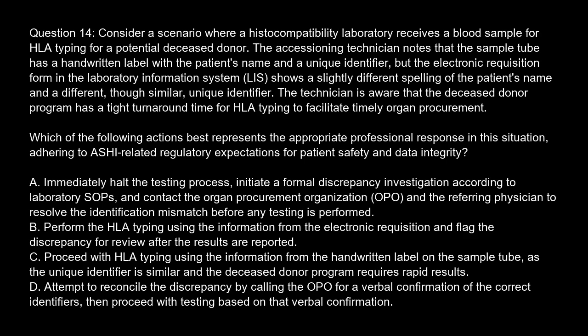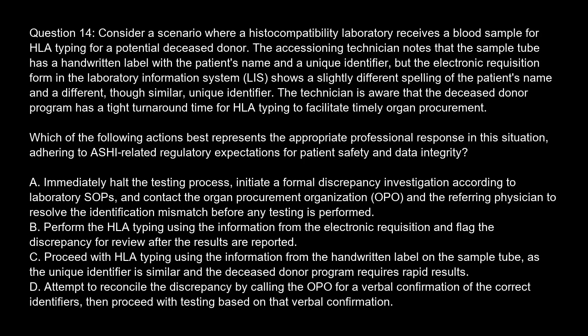Option A. Immediately halt the testing process, initiate a formal discrepancy investigation according to laboratory SOPs, and contact the Organ Procurement Organization (OPO) and the referring physician to resolve the identification mismatch before any testing is performed. Option B. Perform the HLA typing using the information from the electronic requisition and flag the discrepancy for review after the results are reported.